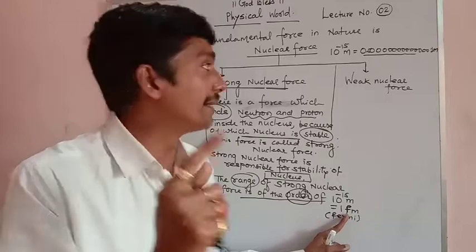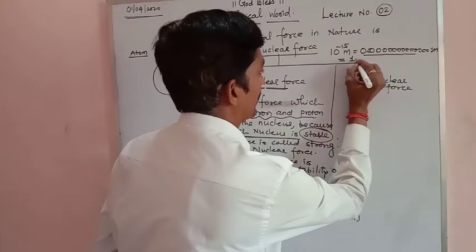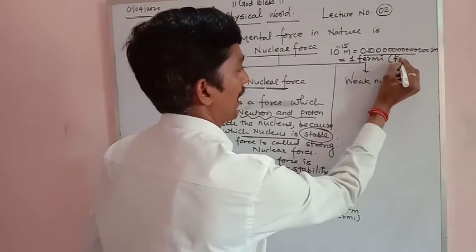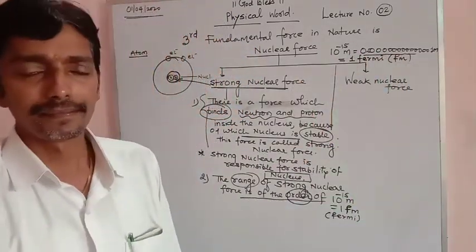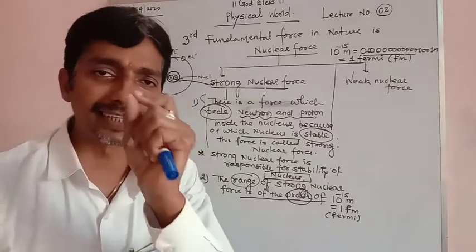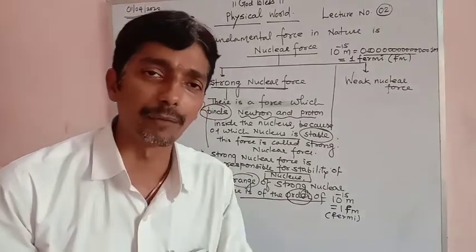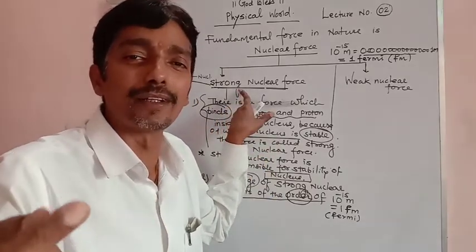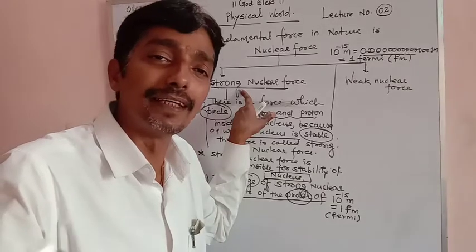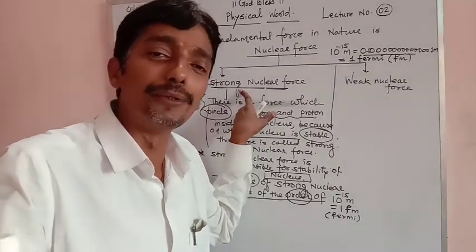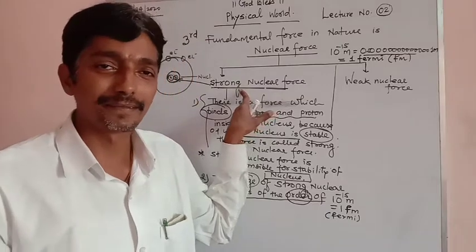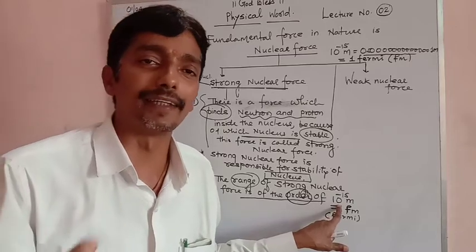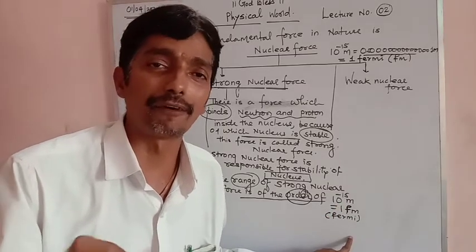10 power minus 15 meter is 1 Fermi. In short you write FM. And that is the size of the nucleus. So some of the books say, what is the range of strong nuclear force? The range of strong nuclear force is equal to the nuclear size. And what is the meaning of nuclear size? Nuclear size is 10 power minus 15 meter, near about 1 Fermi.